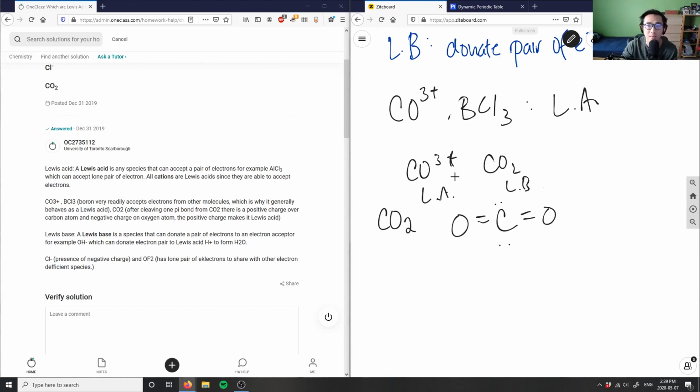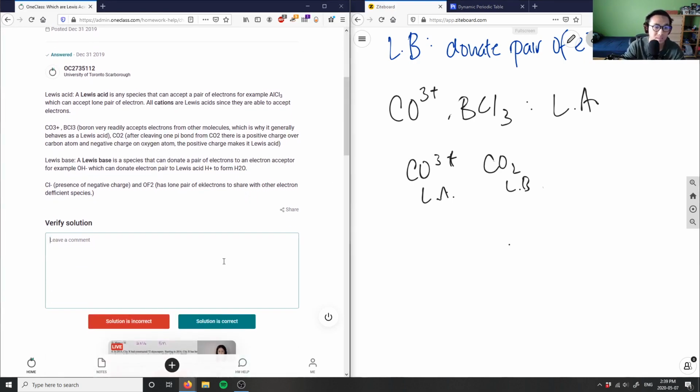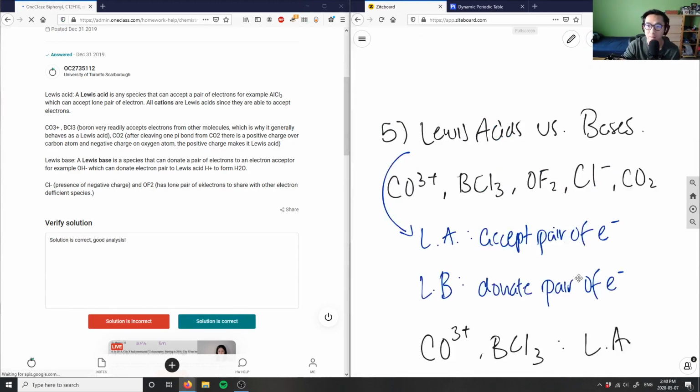You can think of these as conjugate acid and base pairs, right? I know CO3+ is my acid. The conjugate base of that, if I were to deprotonate it, would be a Lewis base here. So a Lewis acid here and a Lewis base. Same thing, you can think of this concept as conjugate acid and conjugate base. However, we're extending it to Lewis acids and Lewis bases, where we're expanding the definition to accepting or donating electrons. So this solution is correct. Good analysis.